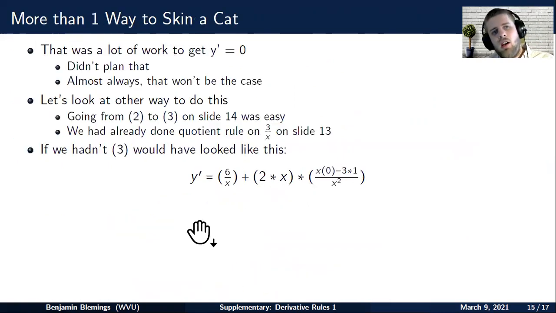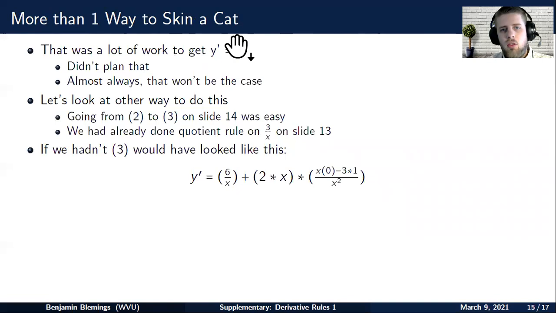All right, so that was a lot of work just to get to y prime equals 0. I didn't plan that, and almost always that won't be the case. But it's kind of interesting to see that we can do other things before we take derivatives and get the same answer. So as long as it's mathematically correct, we should get the same answer. So let's look at another way to do this.